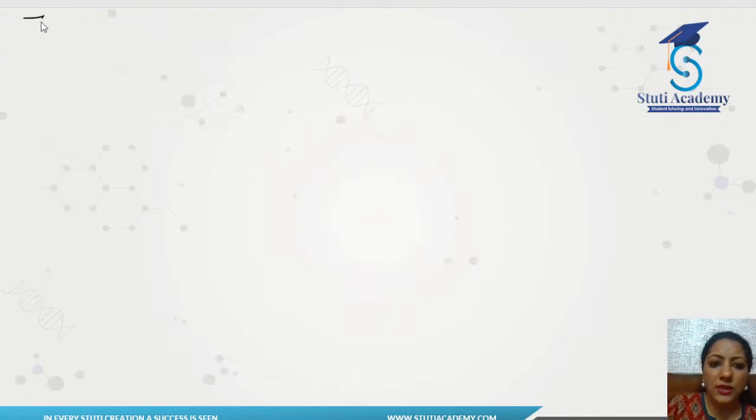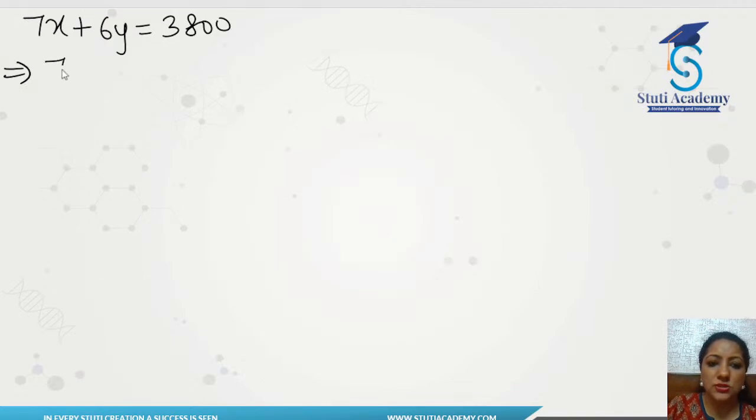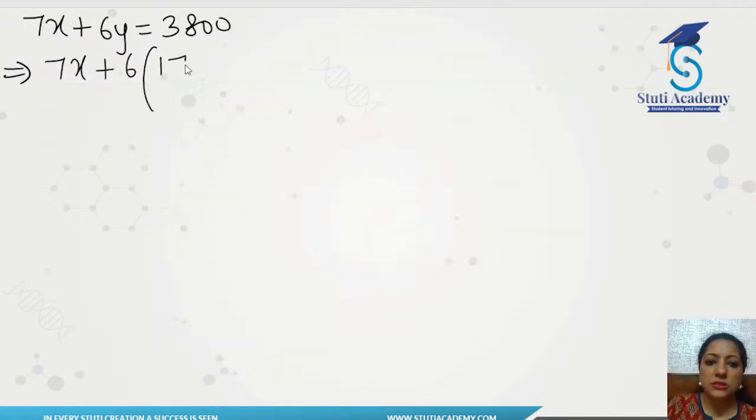So in the first equation, we have 7x plus 6y is equal to 3,800 rupees. That is 7x, we'll write as it is, there's no change here. 7x plus 6 times of y. Y here is (1,750 minus 3x) over 5, is equal to 3,800 rupees.